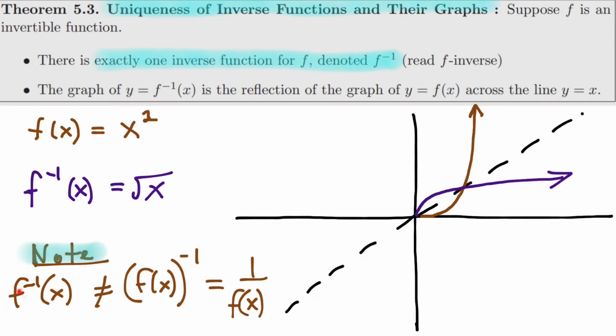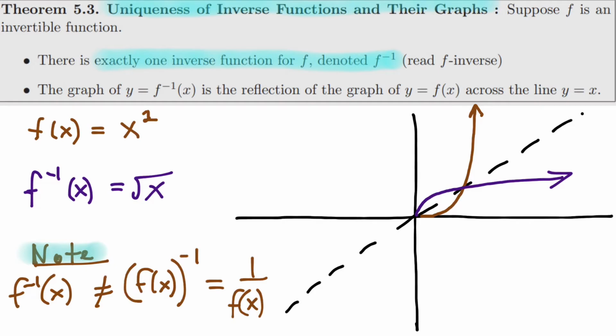F inverse is right beside the f here, and it's in between the f and the parentheses. Okay, this is a symbol in and of itself. Now, if you put the -1 on the outside, what that's telling you is that you're putting f of x into the denominator, and that's an entirely different meaning.